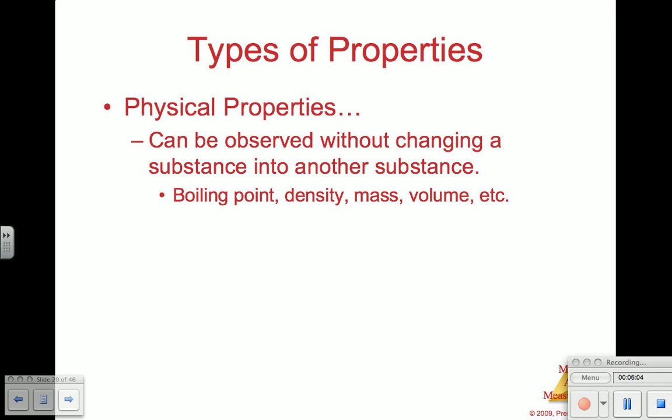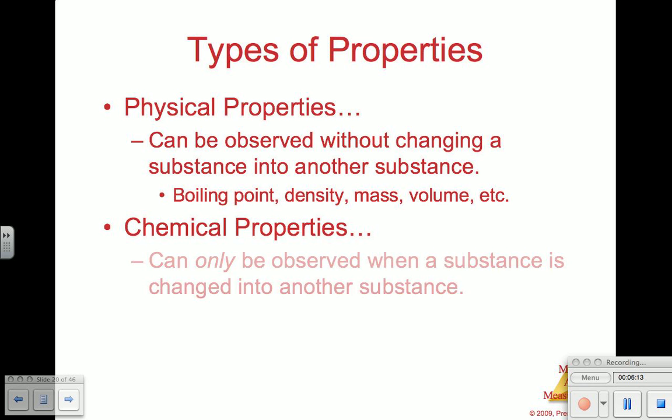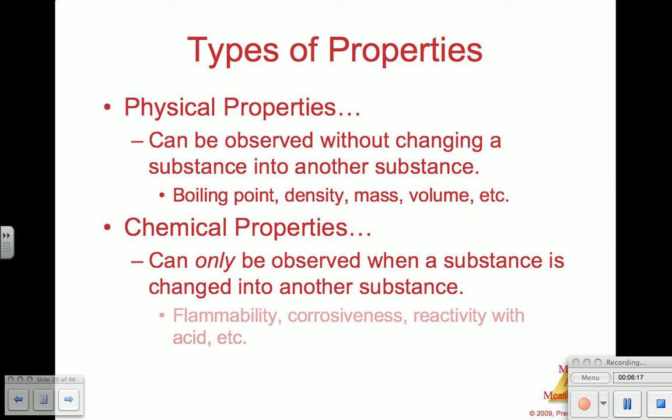And there are other physical properties that we can define. So density, mass, volume, a variety of other things that you can see in your book. And then when we talk about chemical properties, the only way that we can know a chemical property for a substance is by observing it, but afterwards the substance is gone. It's actually changed. So the idea of flammability, corrosiveness, how reactive it is in the presence of an acid or in the presence of a base, those things would be chemical properties.